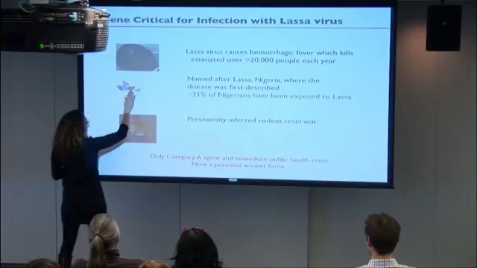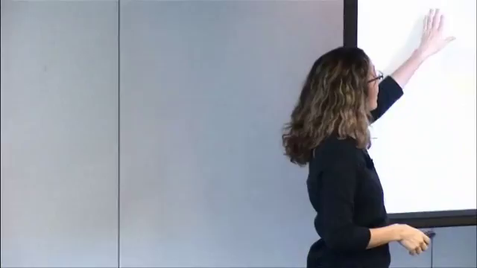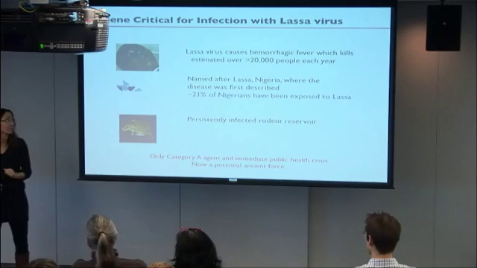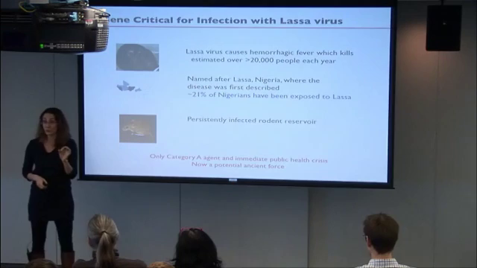But as it turns out, it's estimated to infect many, many more, and cause over 20,000 deaths a year. Not only was it named after a village in Nigeria, but if you look across West Africa at seroprevalence studies and antibody responses, there's a great deal of exposure throughout West Africa. In Nigeria, antibody tests suggest that 21% of the population has been infected with this virus. In Sierra Leone, Liberia, and Guinea, over 50% of some populations, some villages, have been infected.